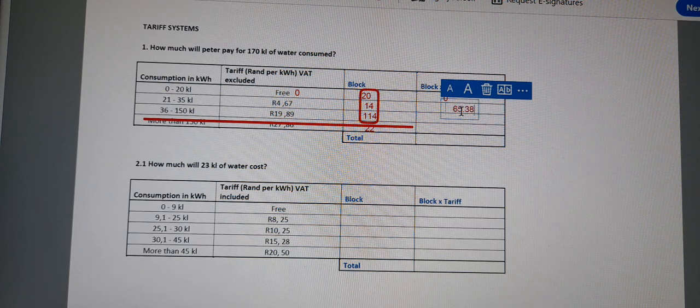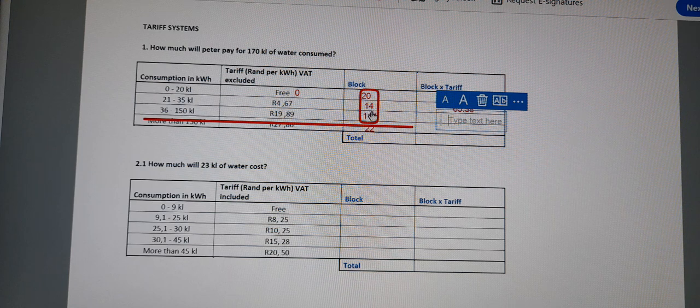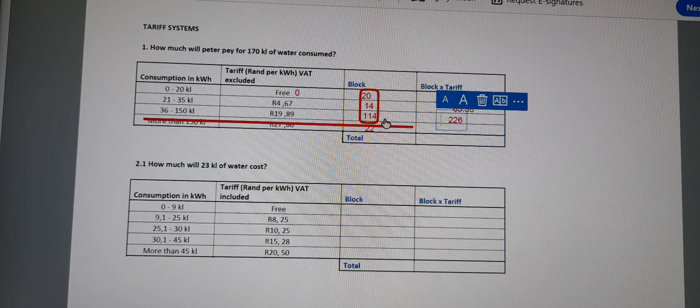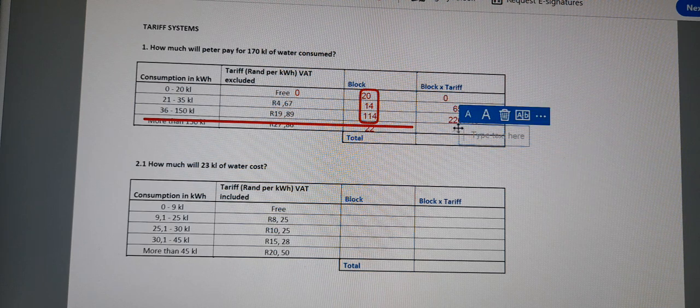65.38. Okay. And then we go for the next one, which is 114, which is block multiplied by tariff. 114 times 19.89. Then we get 2267.46. We write it down.